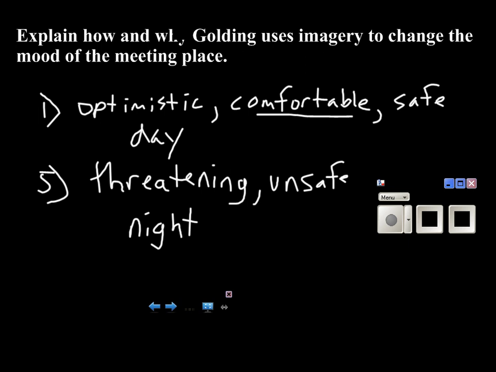What would your claim be? Something like: to express the breakdown of Ralph's tribe, Goulding shifts the imagery of the meeting place from comfortable to threatening. One sentence claim, very clear.